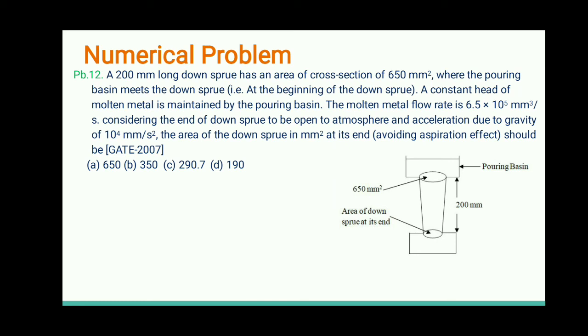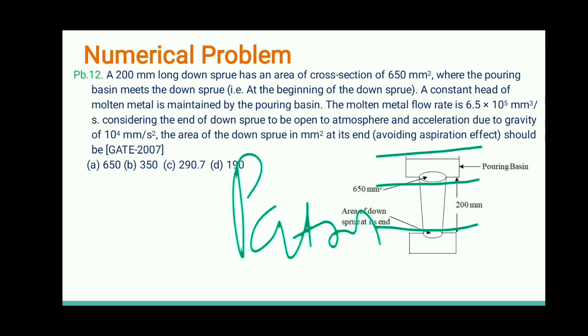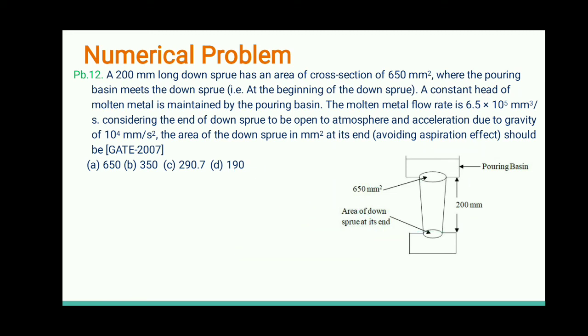A constant head of the molten metal is maintained by the pouring basin. The molten metal flow rate, that is Q, is given to you, that is 6.5 into 10 raised to power 5 mm³ per second. Consider the end of down sprue to be open to atmosphere. So everywhere we have to consider the pressure as atmospheric. And acceleration due to gravity is 10 raised to power 4 mm per second square. That is given to you.